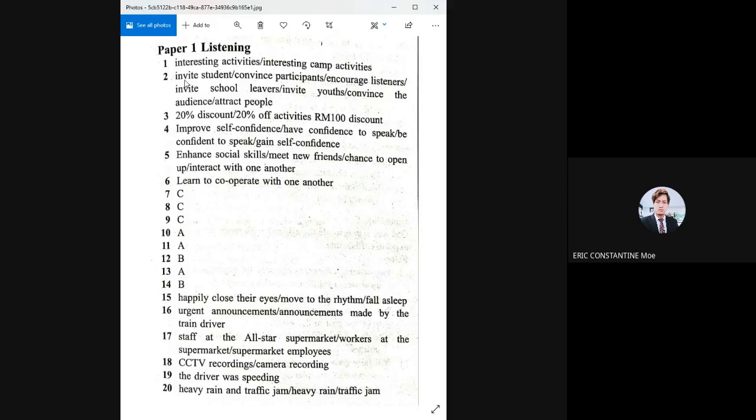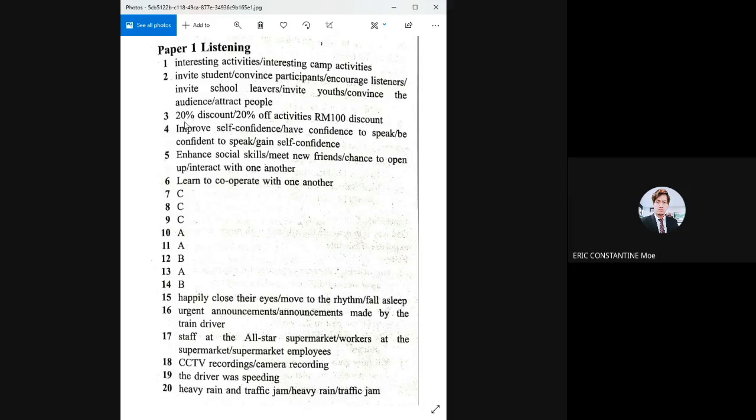Okay, so number one, interesting activities or interesting camp activities. Number two, invite student or convince participants or encourage listeners or invite school leavers or invite youth, or convince the audience, or attract people. So you have several possible answers, but make sure that you only give one answer. Okay, so that's for number two.